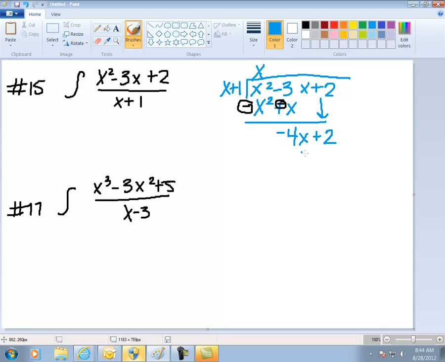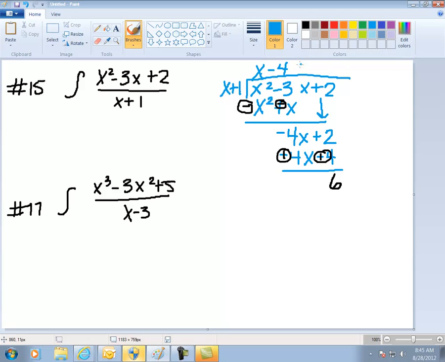And then I start the process all over again. What times x gives me a minus 4x? Well, that would be a minus 4. Minus 4 times x gives me a minus 4x, and minus 4 times 1 gives me a minus 4. Again, the number one mistake students make is they forget that in this process we are actually subtracting. So we get minus 4x plus 4x, and then 2 plus 4, because we're minus a minus. So my remainder in this case is 6.